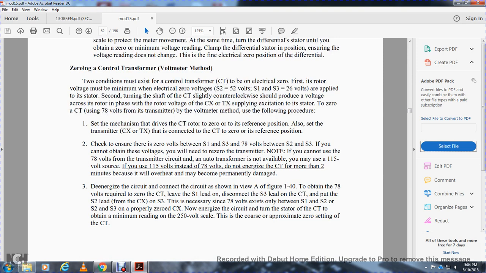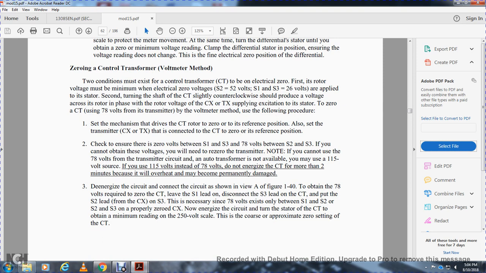Zeroing the control transformer, the voltage to voltmeter method. Two conditions must exist for the control transformer to be at electrical zero. First, the rotor voltage should be at a minimum when the electrical voltage is applied to stator 2 and stator 3, with stator 1 and stator 3 at 26 volts, with the shaft of the control transformer turning.